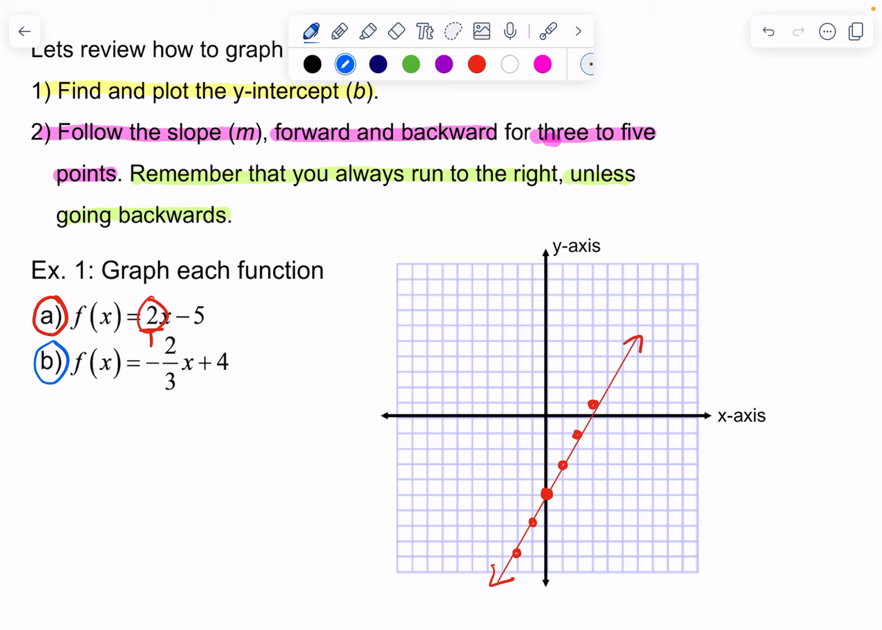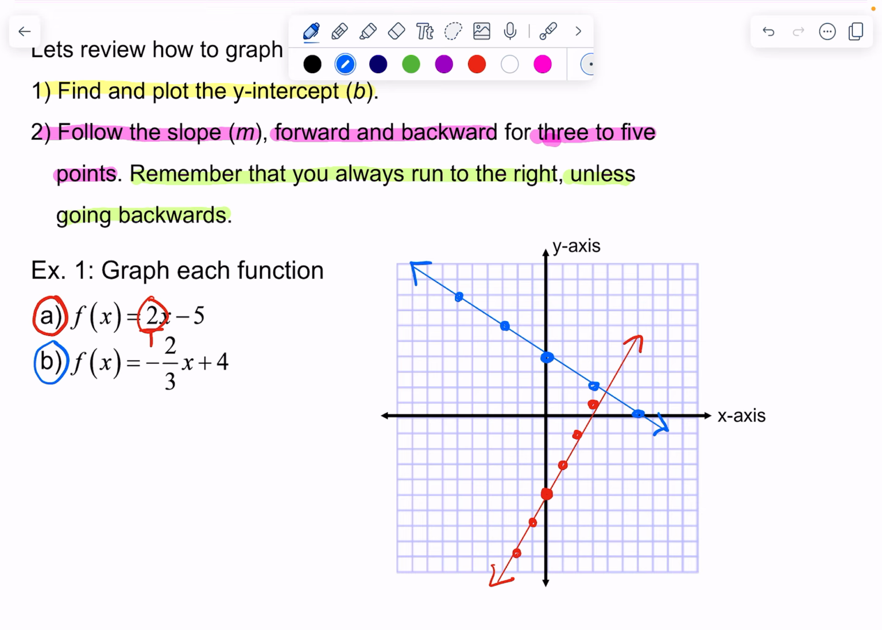The y-intercept in this case is 4. So we go up to the 1, 2, 3, 4 spot on the y-intercept. And then we're going to go down 1, 2, and 1, 2, 3 to the right. Down 1, 2, and 1, 2, 3 to the right. And then to go backwards, we're going to go up 1, 2, and 1, 2, 3 to the left. And voila, we have our perfect line graph for this particular linear function.